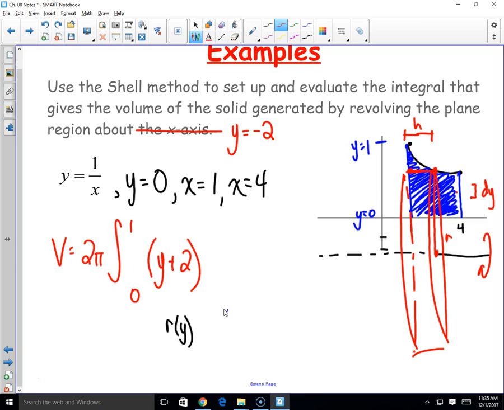R times H. My H is going to be the function, but I need it in terms of Y, so that would be x equals 1 over Y, right? My function, but my function minus what? Minus 1. Wait, why is it like that? Because the gap between 0 and 1. Because when you go this way, that's x equals 1, and this is x equals 1 over y. So that's this, and then that's that.